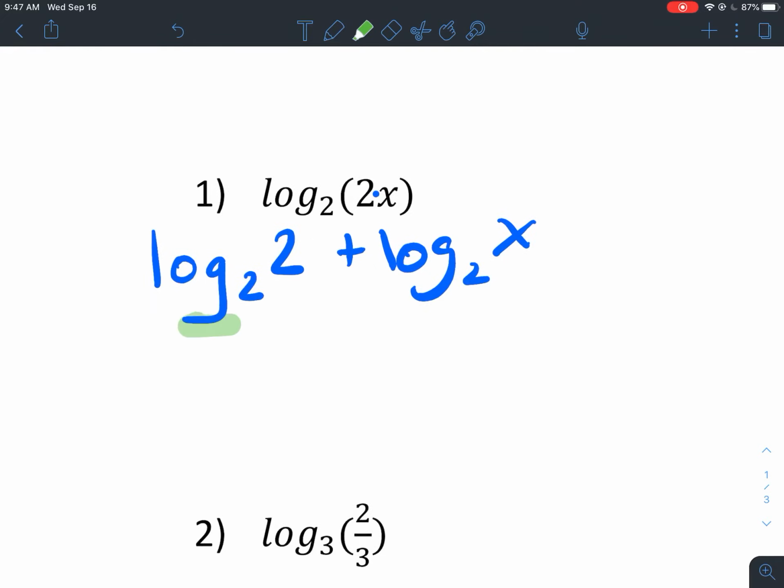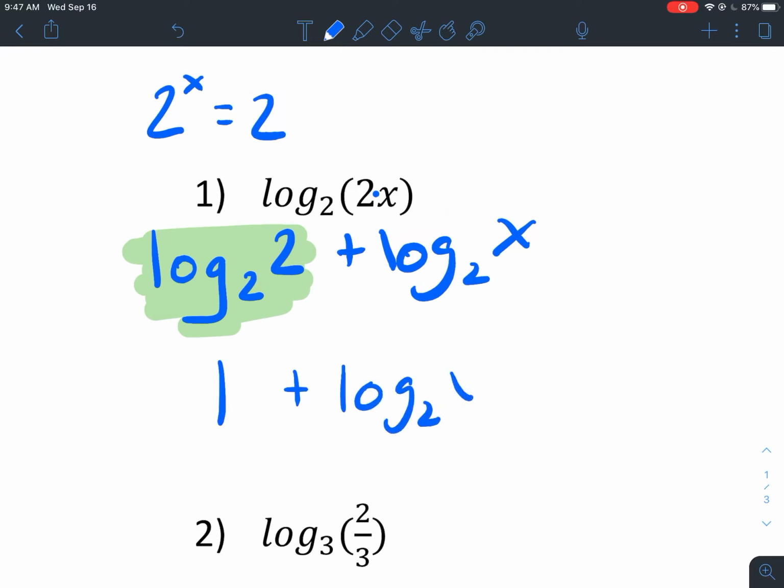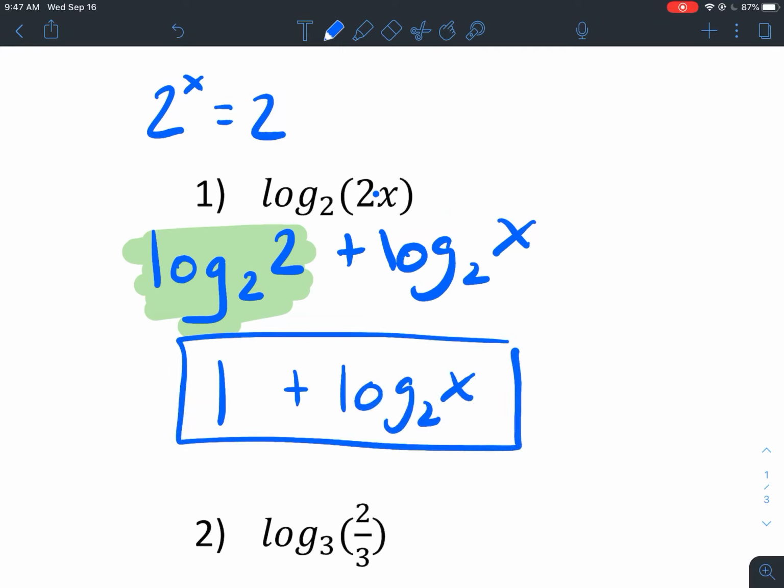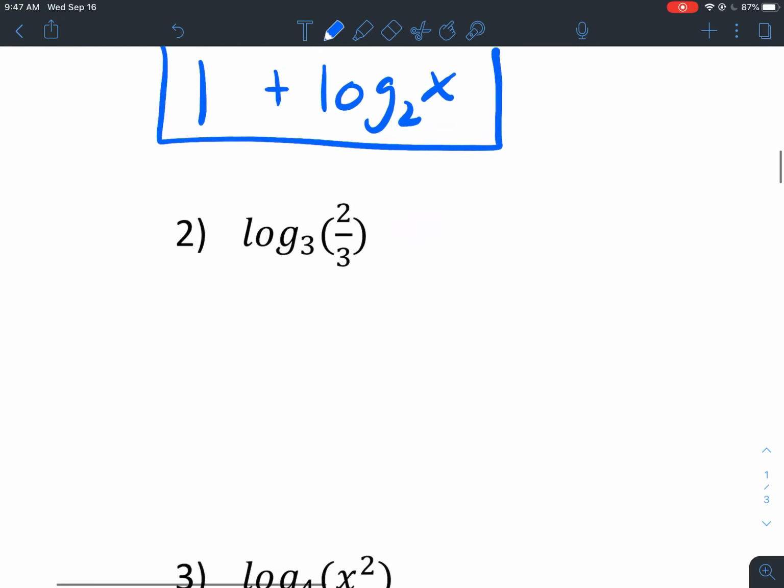This guy here, I want you to imagine what the answer to this is. What is log base 2 of 2? Well, it's asking 2 to the power of what is going to give you 2? Well, 2 to the power of 1. So the answer to that would just be 1. And you could simplify log base 2 of 2x to 1 plus log base 2 of x. So hopefully you're seeing how splitting these up allows us to simplify the expression.